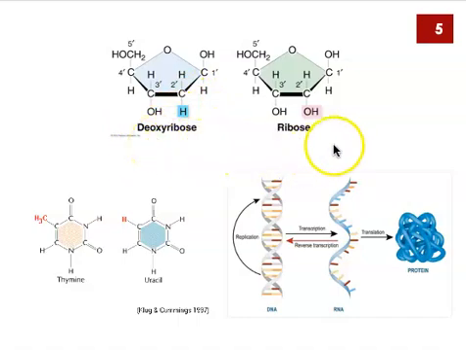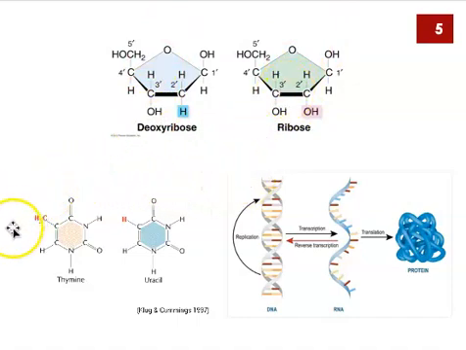Over here on the right hand side you can see ribose. Again, a 5 carbon sugar, and this time we've got a hydroxyl group on both carbon 2 and carbon 3. So this one is just plain old ribose. This sugar is found in DNA. This sugar is found in RNA.